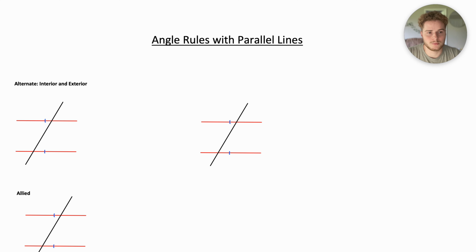Today, I wanted to talk about some angle rules that can be observed when you have a set of parallel lines intersected by another line. So today we're going to talk about some terms and what they mean necessarily and what you should know if you have a test upcoming for this.